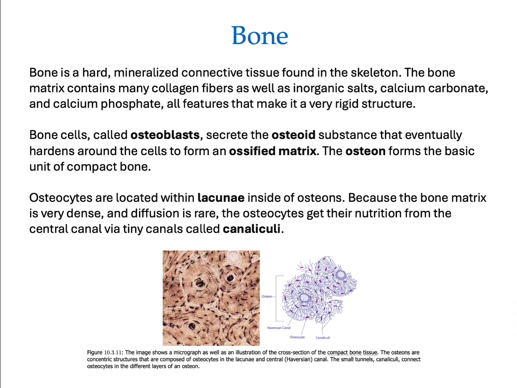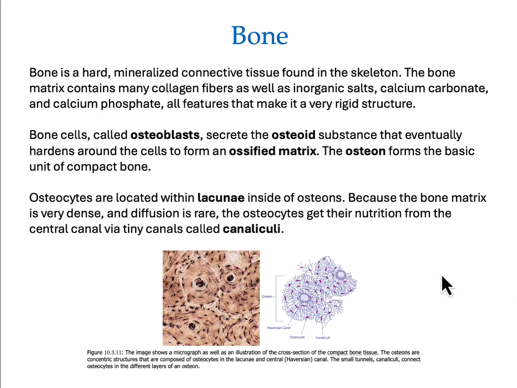And this is, of course, related to the slide we had just with the separate types of bone cells, but now we're putting them together into a tissue. Osteocytes are located within the lacunae inside of osteons. Because the bone matrix is very dense and diffusion is rare, these osteocytes need to get their nutrition from the central canal via tiny canals, so to speak, called canaliculi.